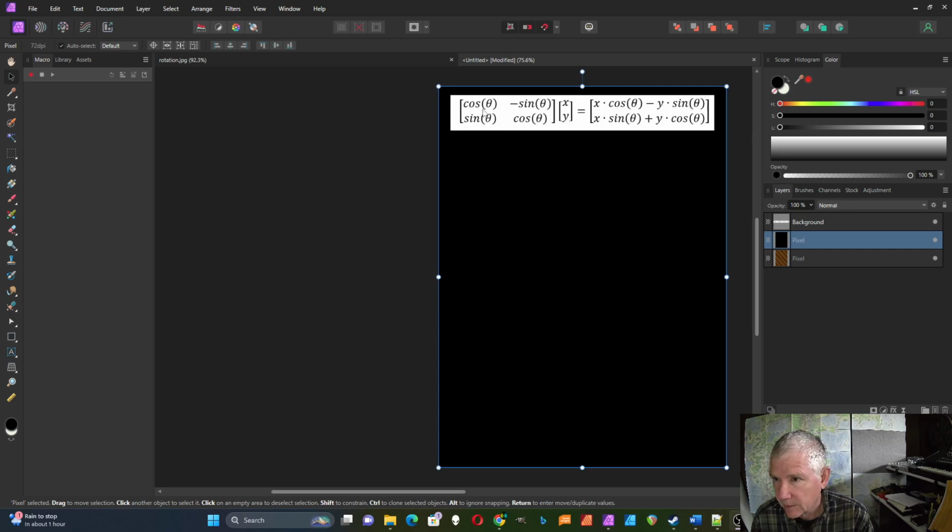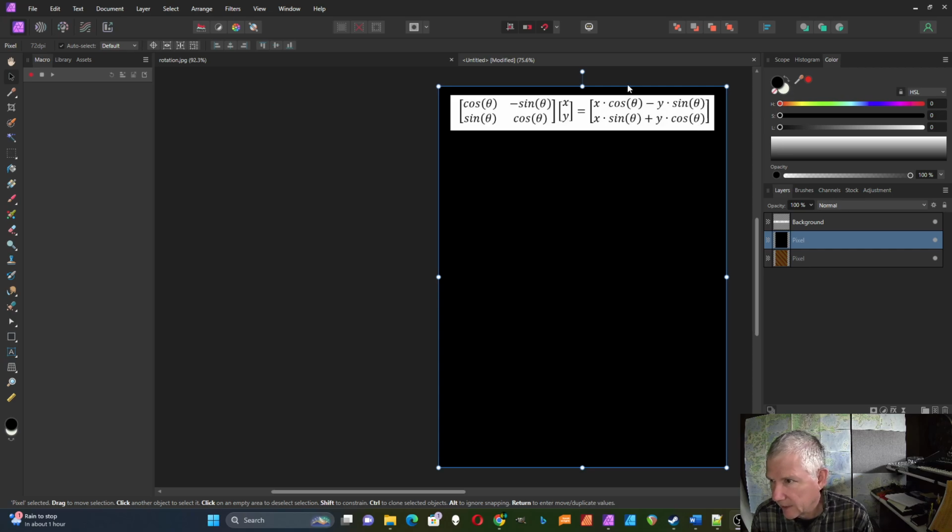If you're not familiar with matrix multiplication, what you do is I'll take this element times the top element plus this element times the bottom element, add those two together, and that gives me my new x coordinate. So in this case, that comes out to x times cosine of theta minus y times sine of theta. And then for this row, I multiply again, and so that comes out to x times sine of theta plus y times cosine of theta.